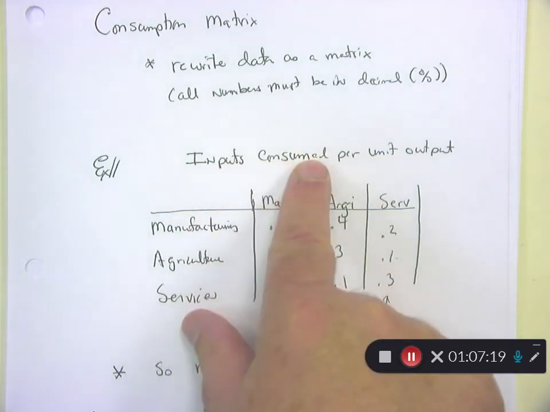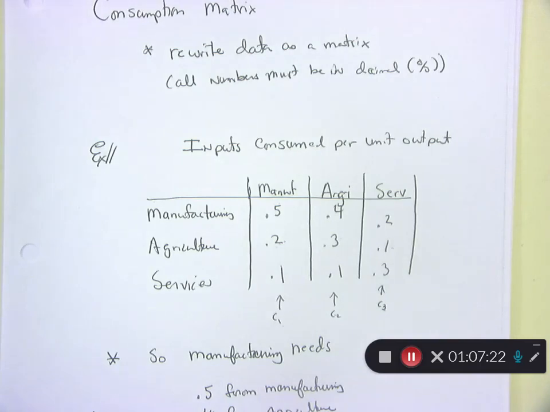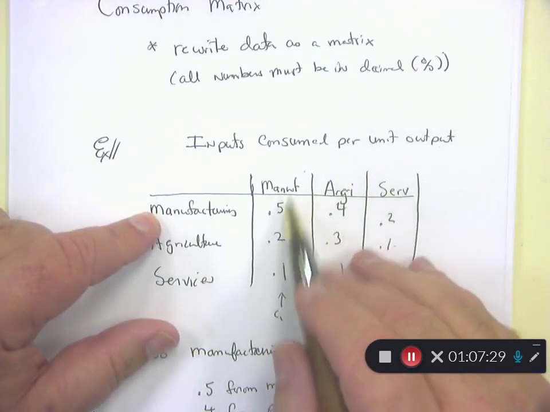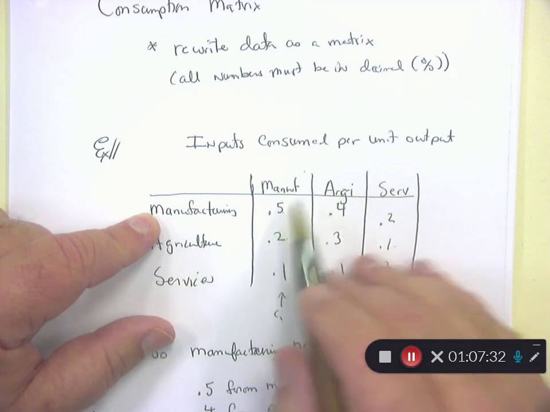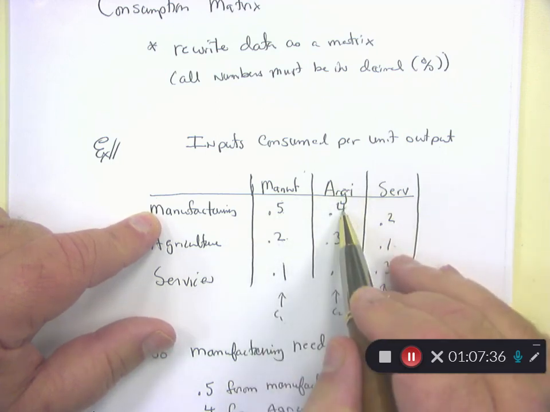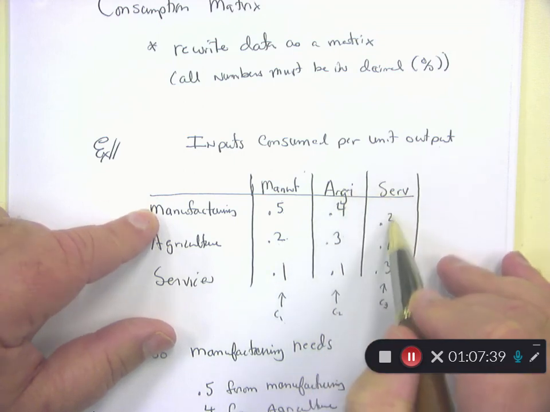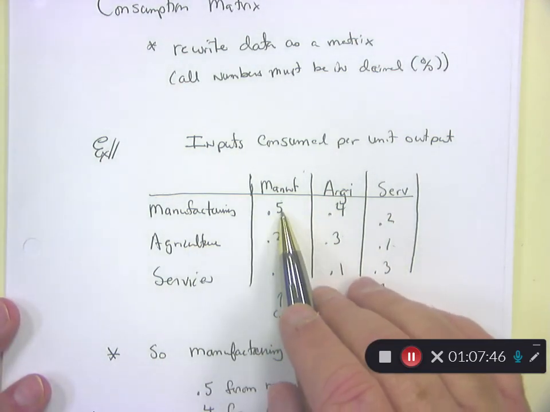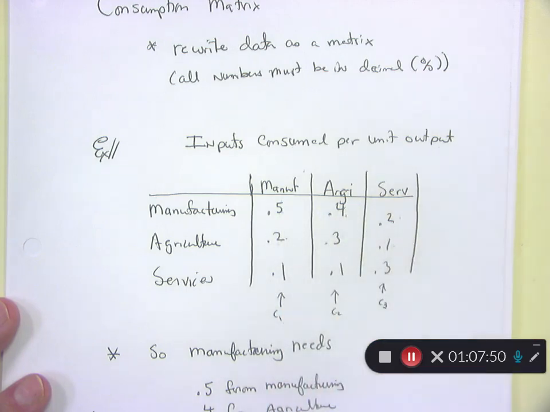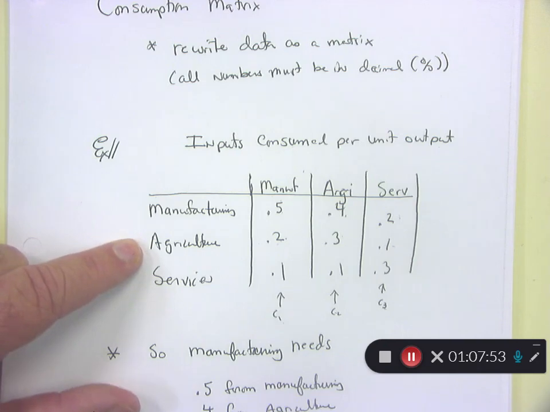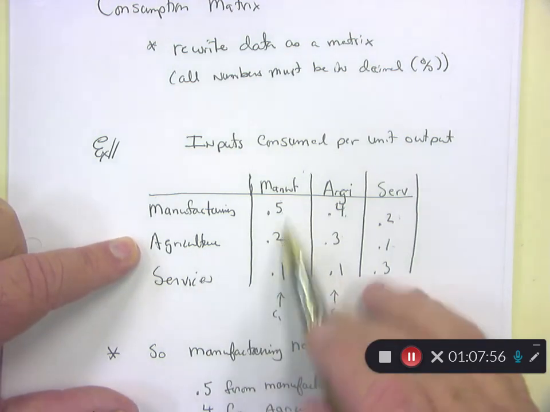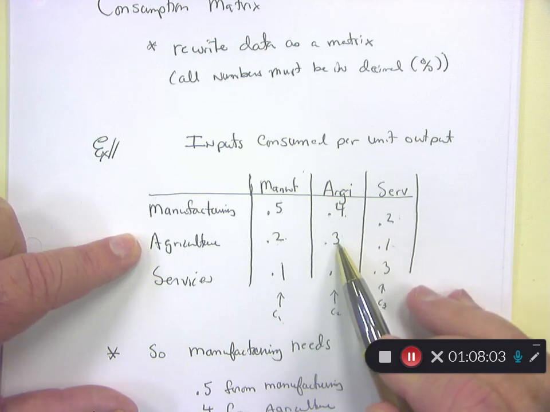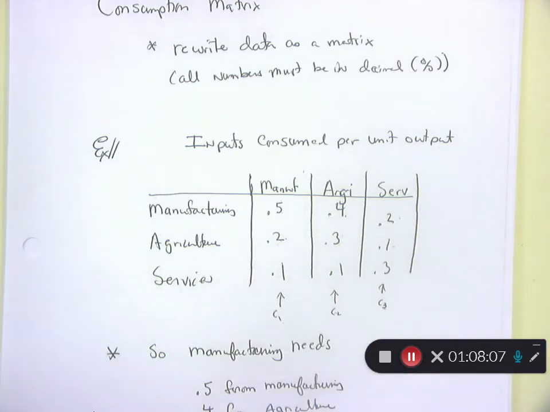So, input consumption per unit output. This is what we have here: inputs consumed per unit of output. Manufacturing uses 50% or 0.5 of its own manufacturing, 0.4 or 40% of the agriculture, and 20% of the service being provided. So to create manufacturing, 50% comes from manufacturing, 40% comes from agriculture, and 20% comes from service. To create agriculture, it takes 20% of what's being manufactured, 30% of the agriculture, and 10% of service. That's what gives you the agricultural aspect.